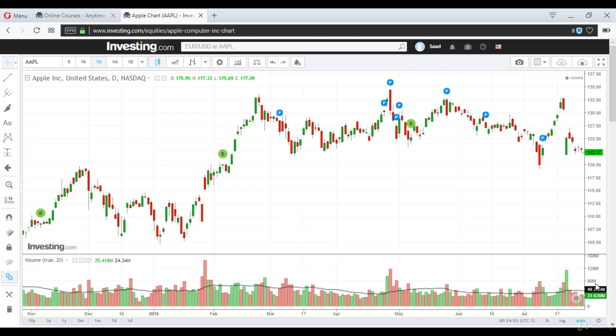Long lower shadow. Now long lower shadow is just like a hanging man or a hammer. It's exactly the same. So you might be confused, why does it have a separate heading, a separate lecture? The reason being, if it comes at a support, it is a bullish sign.